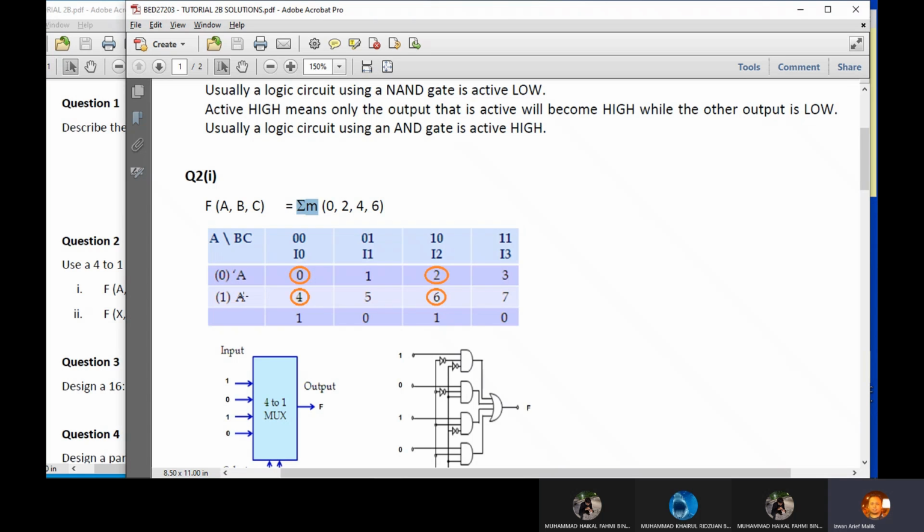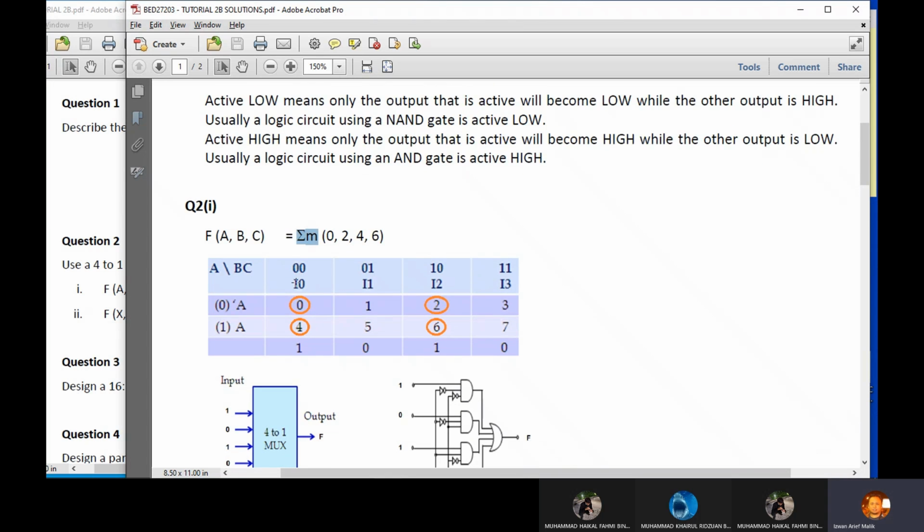So we have A bar and A for 0 and 1. Okay, this is the input. BC will become the selector. So you have input 0, input 1, input 2, input 3. Where input 0 is for 0, 0. Input 1 is for 0, 1. Input 2, 1, 0. Input 3, 1, 1. So 0, 1, 2, 3, 4, 5, 6, 7.